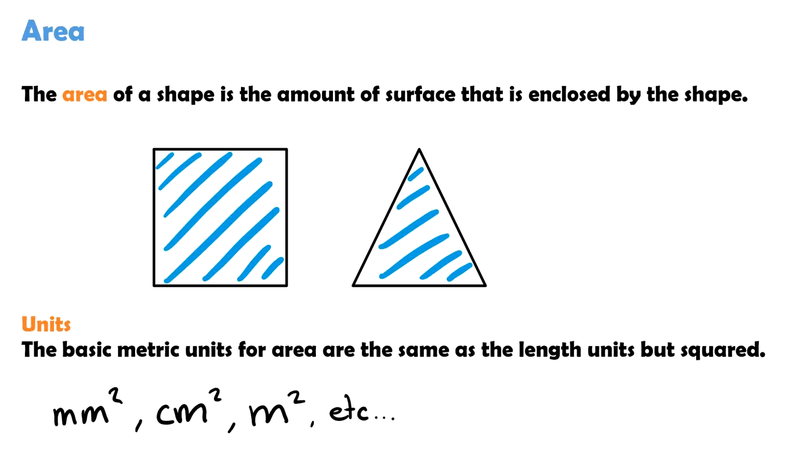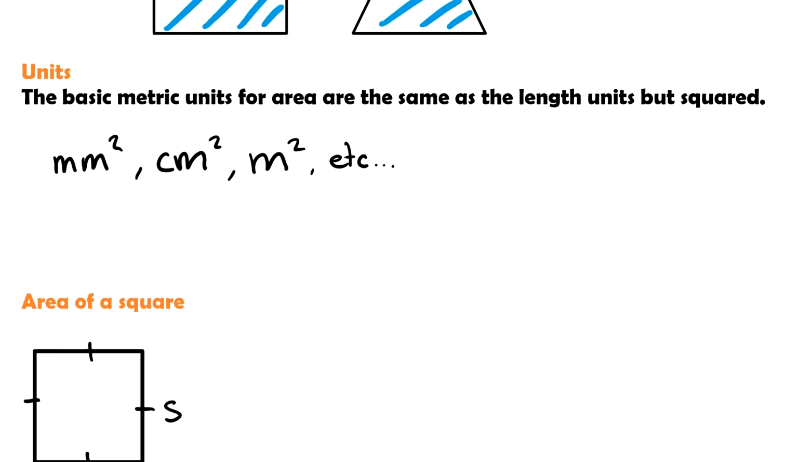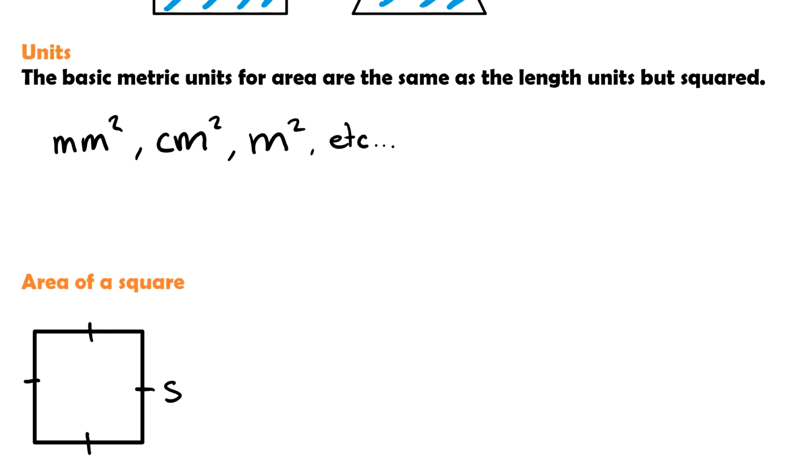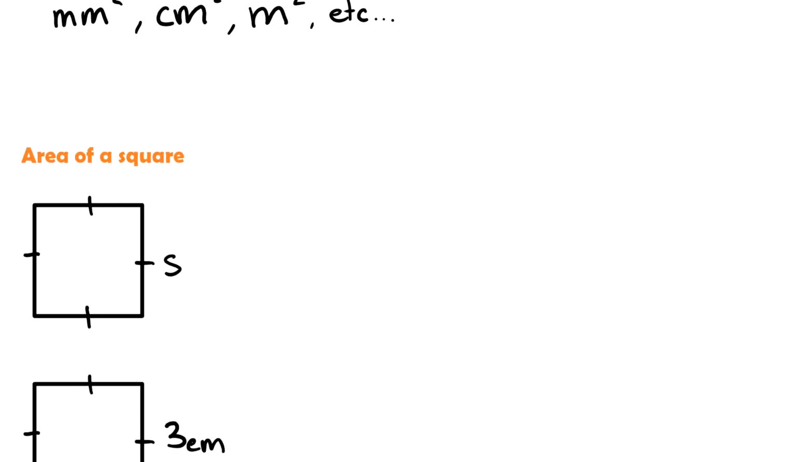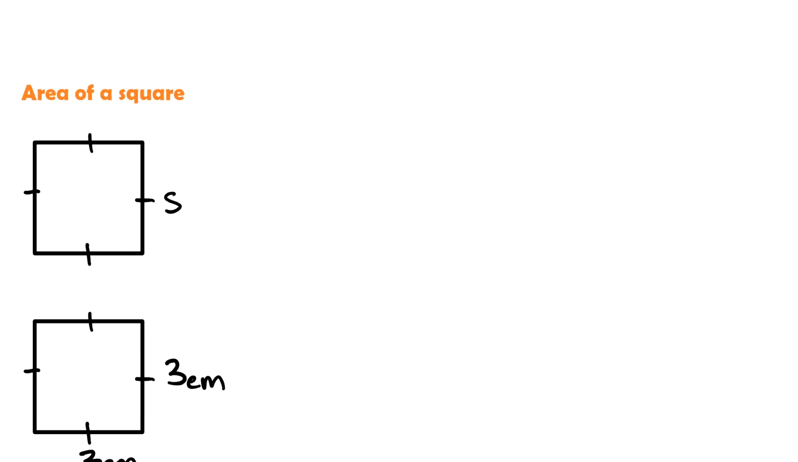All right. So we're going to cover some units for area. The basic metric units for area are the same as the length ones, except they're squared. So instead of millimeters, we use millimeters squared. Instead of centimeters, centimeters squared, and so on. Today we're going to cover two shapes, squares and rectangles.